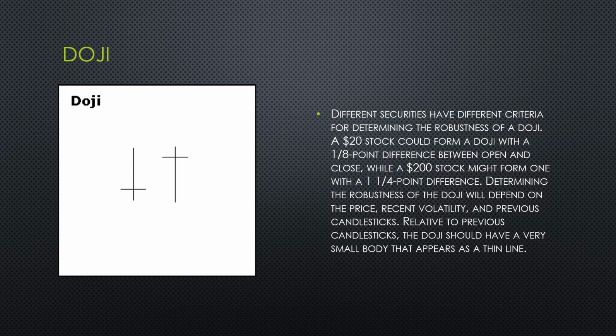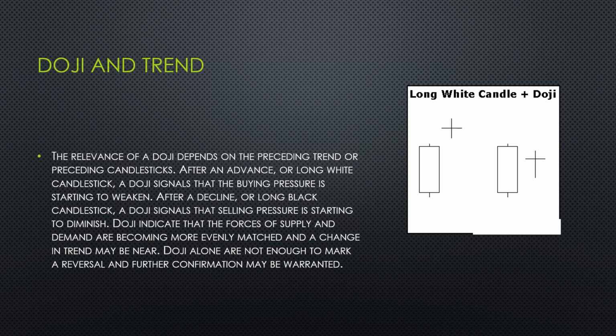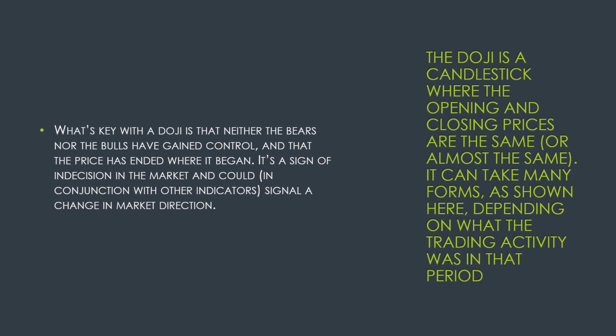And then, of course, we have dojis with long upper and lower wicks. That tells you somebody, for some reason, was able to pull the market up, but they couldn't withstand it whatsoever. But maybe somebody jumped out and was able to sell or buy at a big move. So the relevance of a doji depends on the preceding trend or the preceding candlesticks. After an advance or a long white candle, a doji signals that the buying pressure is starting to weaken. After a decline and long black candle, a doji signals that selling pressure is starting to diminish, and where it is in relationship to the trend line.